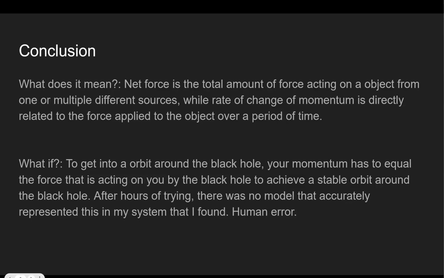Now, what if, instead of not crashing into it or just getting as close as possible without to, you wanted to orbit the black hole? What would you need to do? Your momentum would have to be equal to the force that is acting on you by the black hole to achieve a stable orbit around the black hole. After hours of trying this, I could not find a very accurate model to represent this in my system. Now this would be leading to human error.